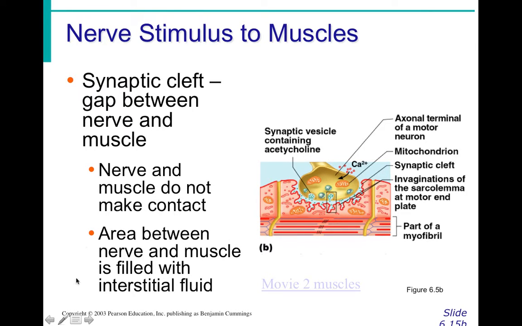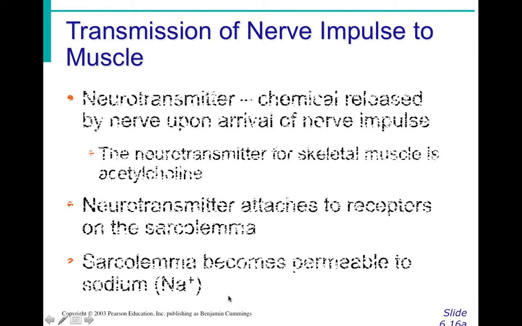The synaptic cleft is what we call the gap. Synaptic cleft between the nerve and the muscle cells. So this little gap, let's see if I can do this with my mouse, right there is a space. And that space runs all the way down here. That's called the synaptic cleft. The nerve and the muscle do not actually touch, which we already talked about, and the area between the nerve and the muscle is, not surprisingly to you, filled with fluid. No duh. You knew that, I'm sure.